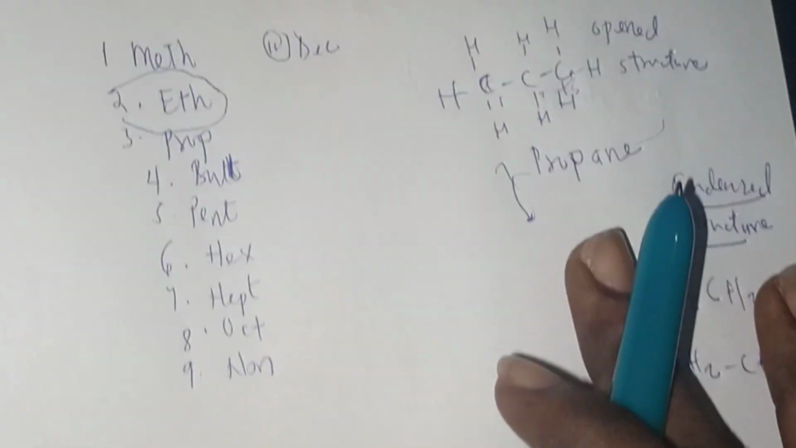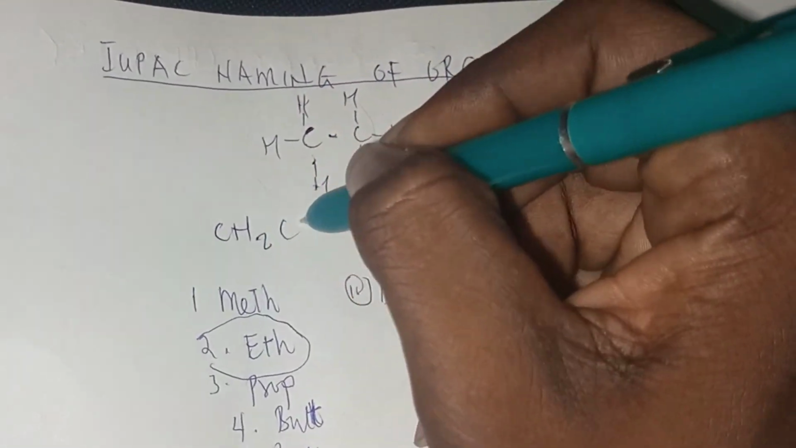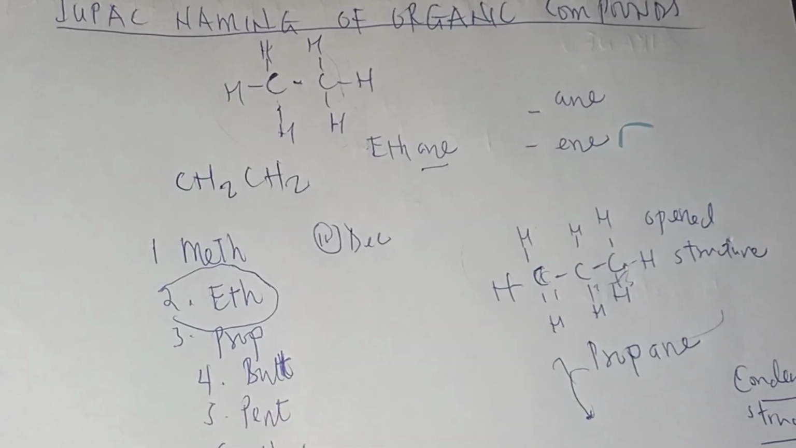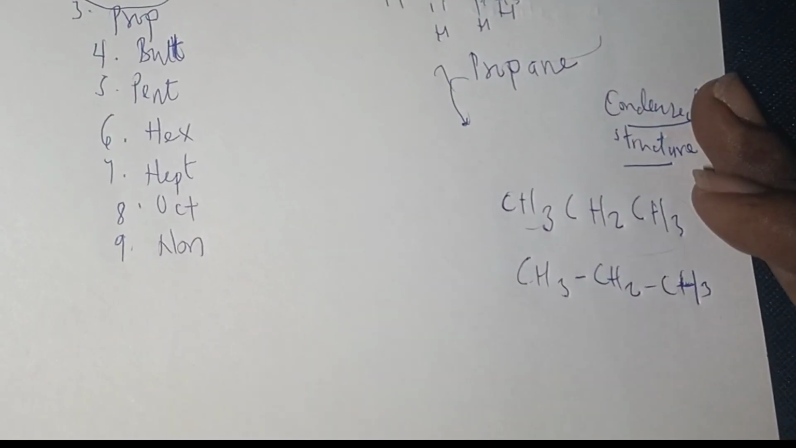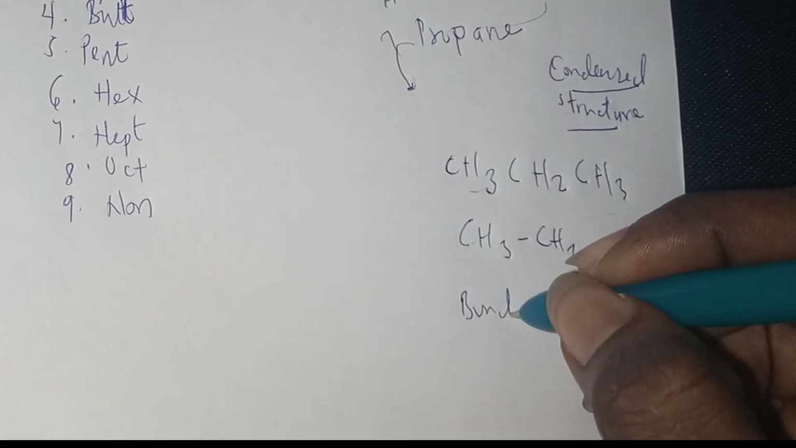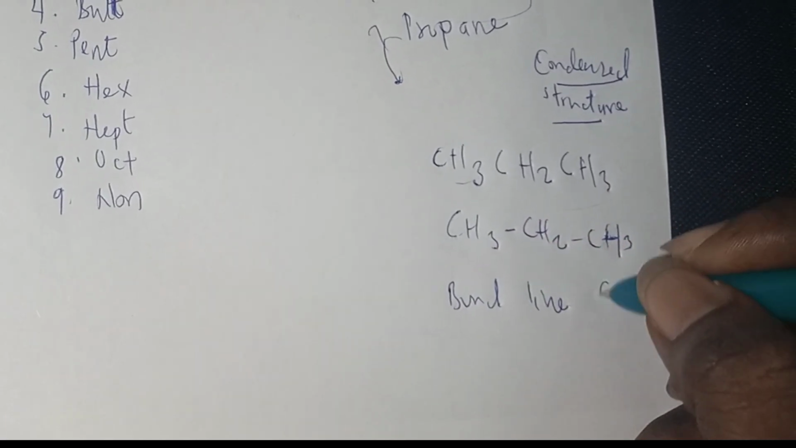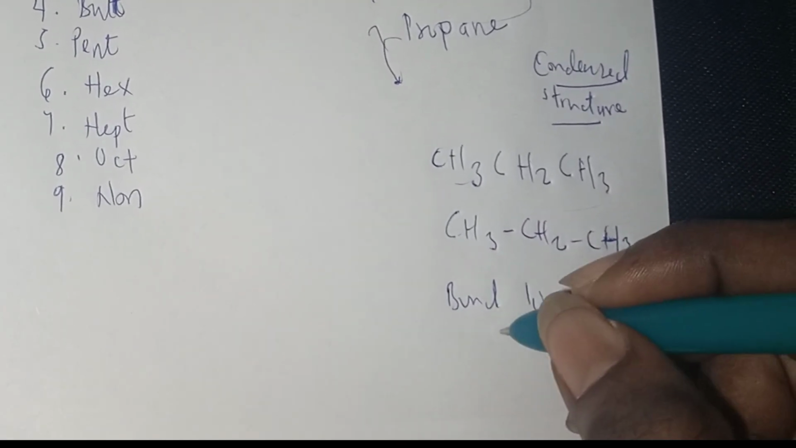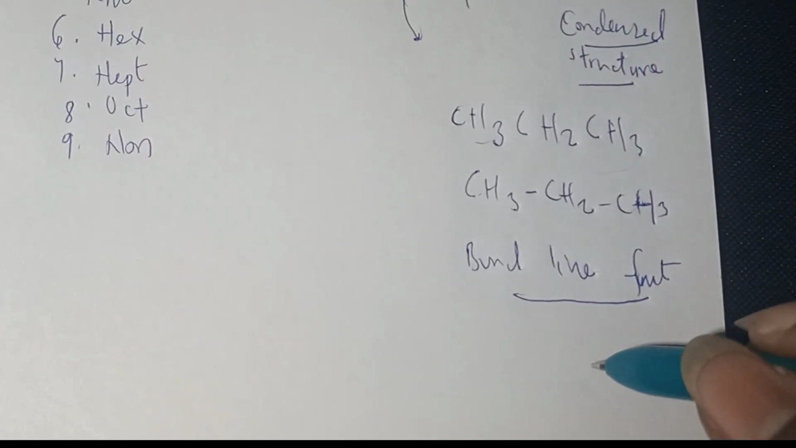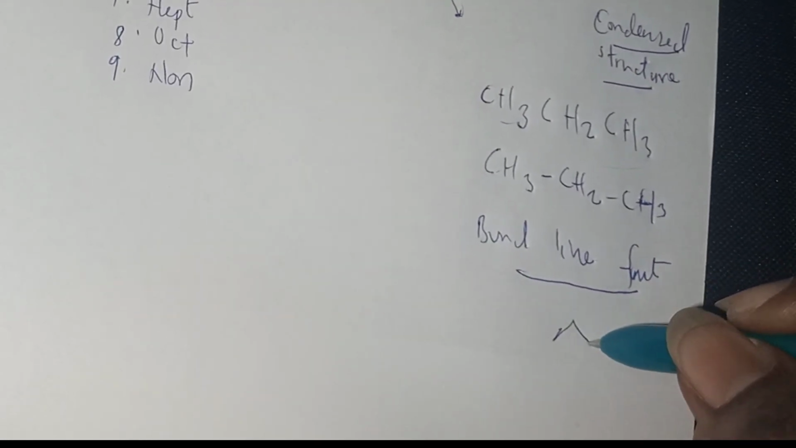So let's try for this compound ethane. Ethane, that's going to simply be CH2 bonding to CH2. Then the last way of representing organic compounds is the bond angle or the bond line format. And the bond line format is simply using bonds, something like this.